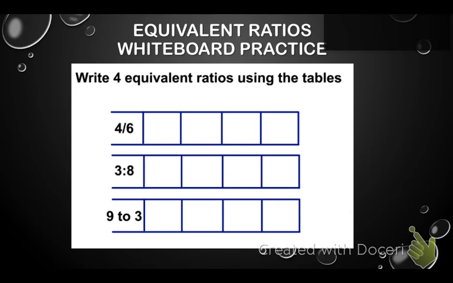So here's the deal. I want you to do the same thing. I want you to write 4 equivalent ratios for each of these numbers. We have 4/6, 3/8, and 9/3. All I want you to do is write them, pause the video, do them on a whiteboard, show them to Mr. Williams. Once he says it's okay, you're going to come back and you're going to do your exit ticket. This is it. This is video. That's it. Go ahead. Do it.